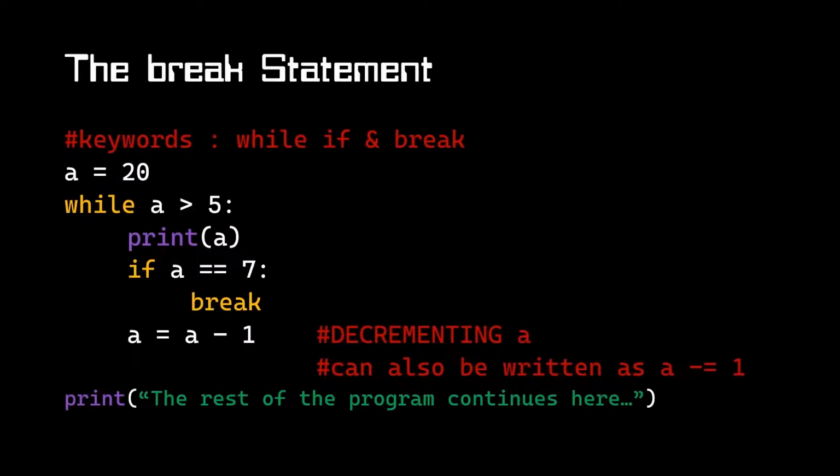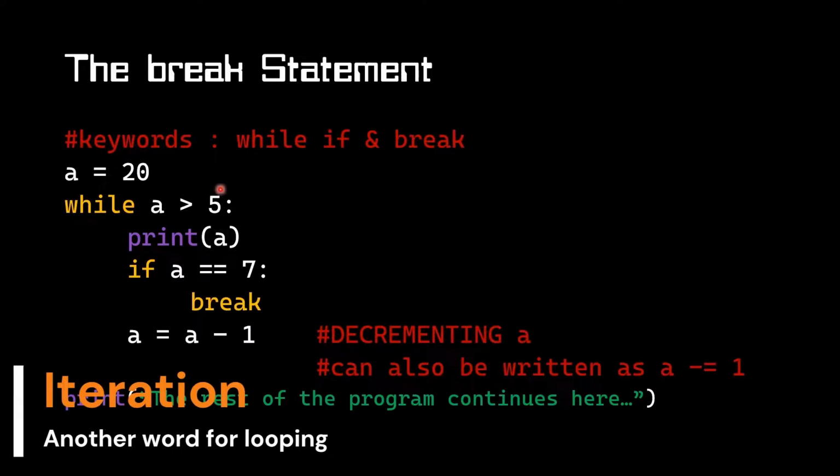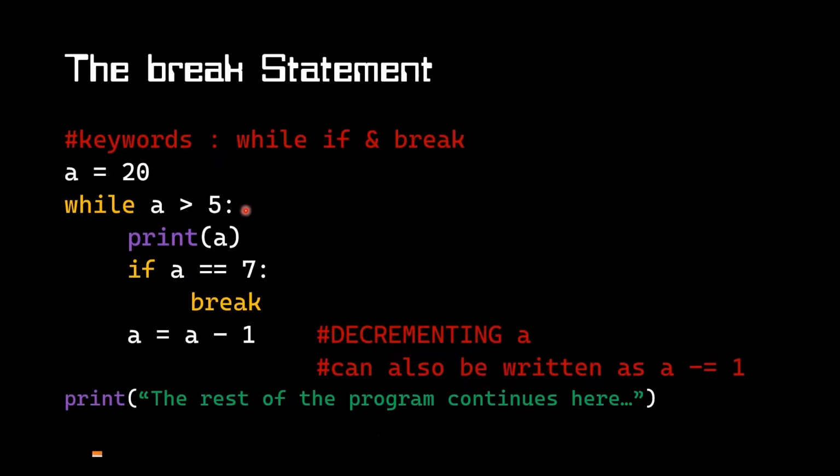If we need to stop the loop at a certain point for whatever reason, we can terminate it using the break keyword. In this example, we have the variable a, assign the value 20, and then we have our while block of code. So the while loop is following the condition a is greater than 5. That means this loop will continue to iterate and continue to repeat as long as a is greater than 5. So the first thing it will do is output a. Then it will check if a is equal to 7. If a is equal to 7, the loop will stop.